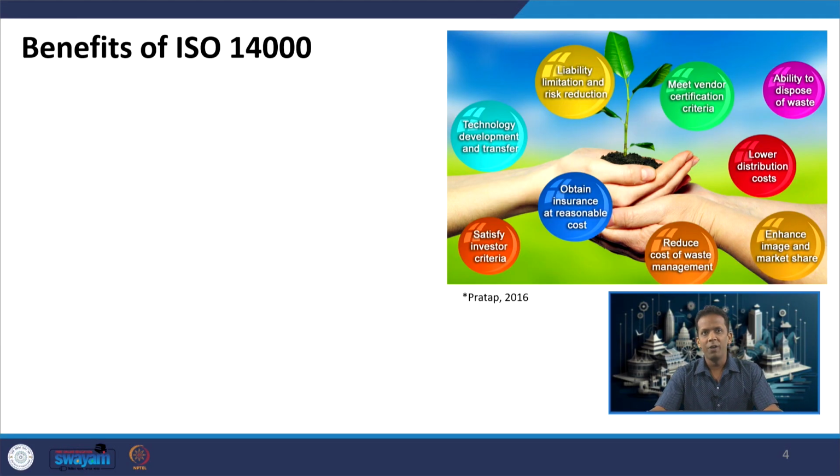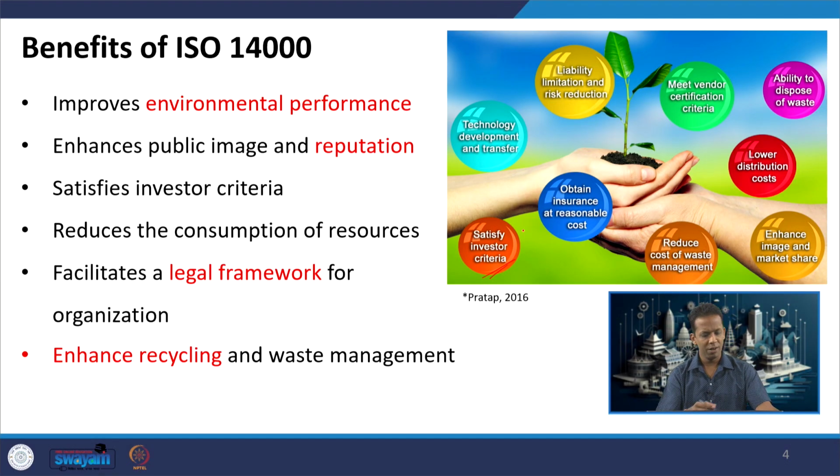So, what are the benefits of ISO 14000? Why should companies go and apply for these standards? There are several benefits. One is to satisfy investor criteria. I would summarize it like this: obviously, it helps improve environmental performance, and because of that it helps enhance the public image and reputation of the company. So, it is good for different stakeholders, not just customers, but also the employees of the organization and the investors who are putting money in it. If they are environmentally responsible, it creates a good reputation in the market. It satisfies the investor criteria.